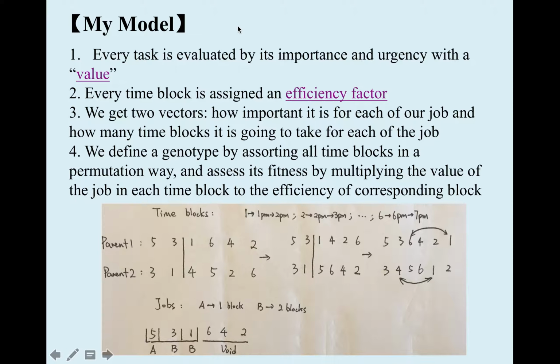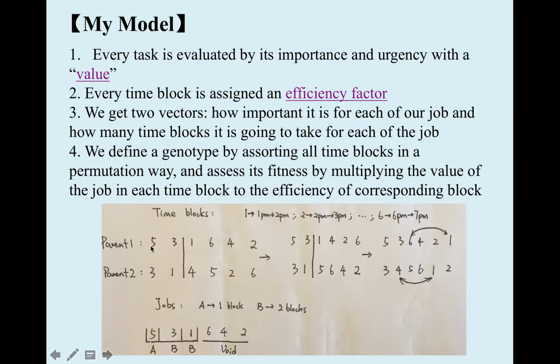And we define a genotype by sorting all time blocks in a permutation way and assess its fitness by multiplying the value of the job in each time block by the efficiency of the corresponding time block. This is illustrated below. We have 6 blocks. Each one stands for an hour, like one for 1 p.m. to 2 p.m., two for 2 p.m. to 3 p.m., and so on and so forth. I have 2 jobs, A and B. One requires 1 block, and the second requires 2 blocks.